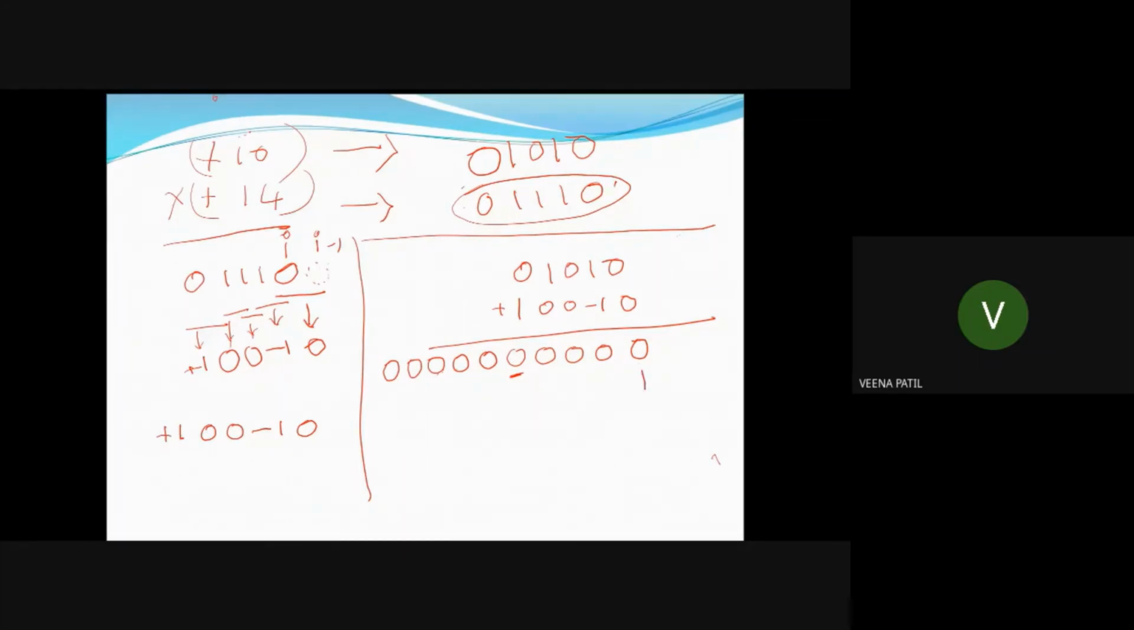Okay. Then I shift by 1 bit position. Now what is the value? It is -1. When it is -1, what am I supposed to do? Add the 2's complement of 10, the multiplicand.